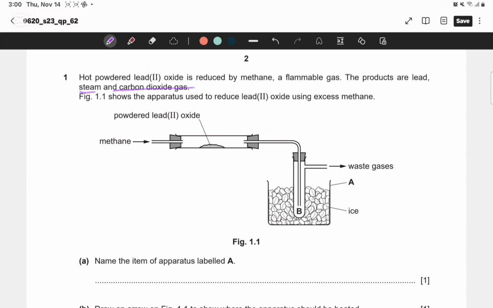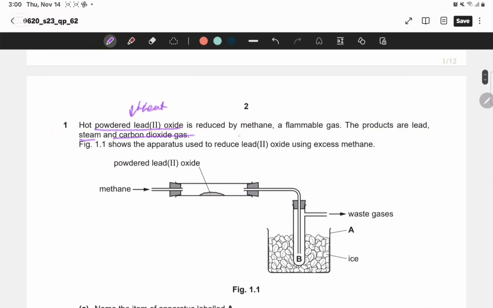Hot powdered lead oxide. So what needs to be heated? The lead oxide. It needs to be heated. Okay, is reduced by methane, a flammable gas. So what's flammable? Methane. So just an arrow here. And the products are lead, Pb, steam, H2O as a gas, and carbon dioxide, which is CO2.